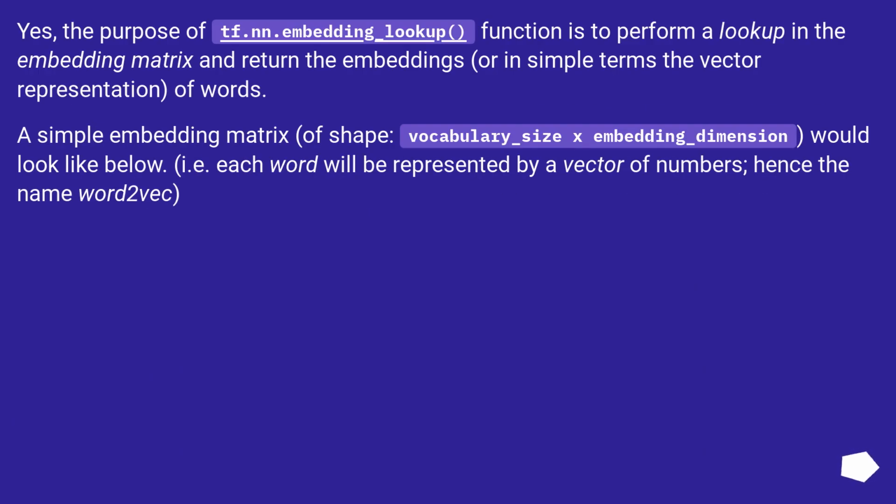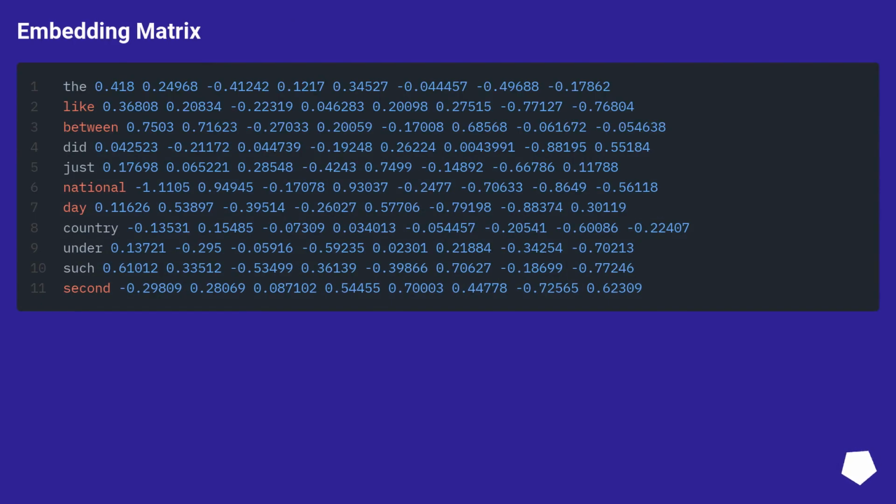Yes, the purpose of tf.nn.embedding_lookup function is to perform a lookup in the embedding matrix and return the embeddings, or in simple terms the vector representation, of words. A simple embedding matrix, of shape vocabulary_size x embedding_dimension, would look like below. i.e. each word will be represented by a vector of numbers, hence the name word2vec. Embedding matrix.